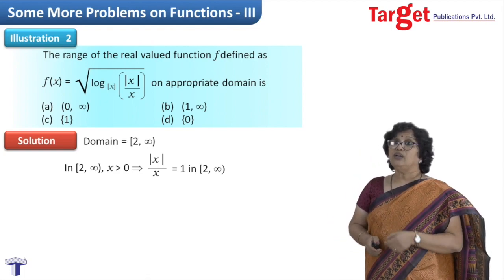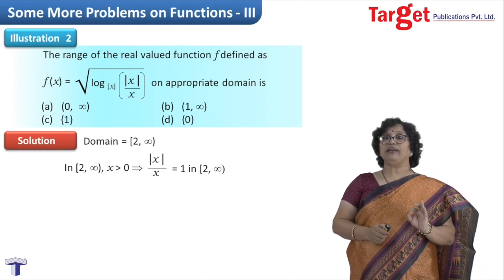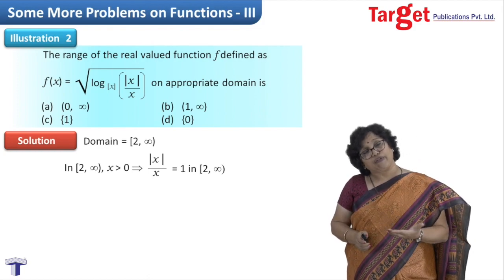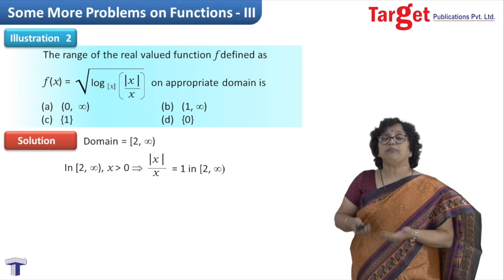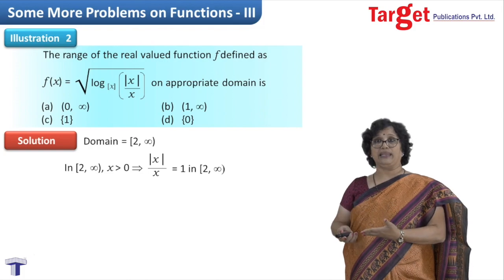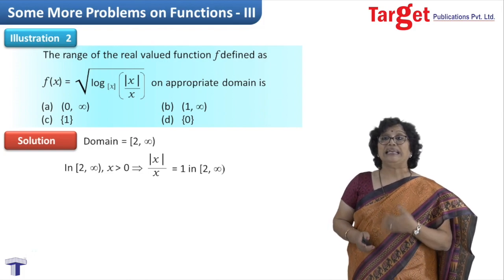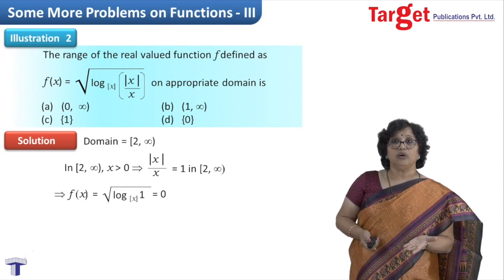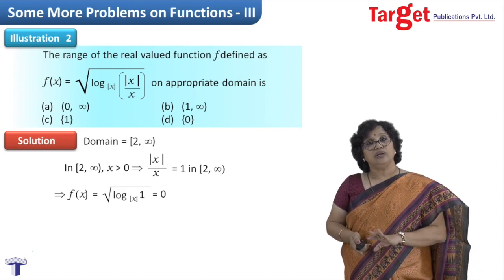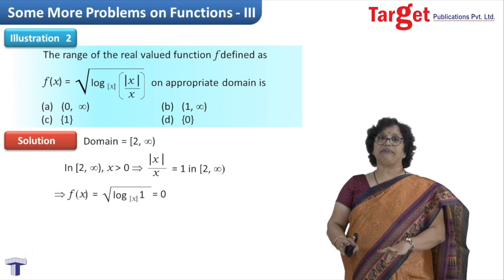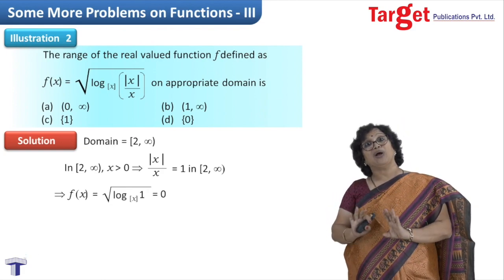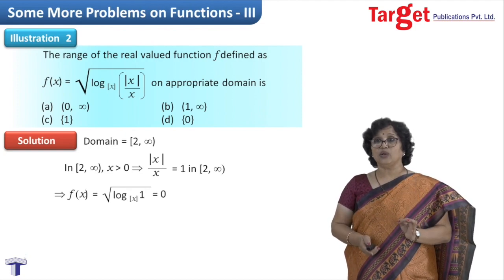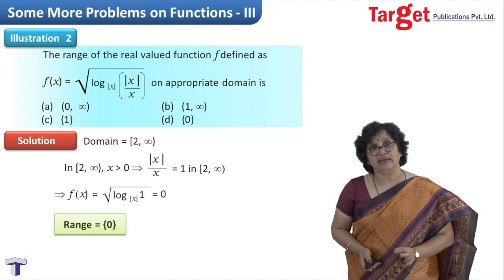Now since you are saying that in 2 to infinity I am going to see, your x is positive. So absolute value of x is nothing but x. So it becomes simply x upon x and hence it is 1. So your f(x) you can rewrite as square root of log of 1, and log 1 is 0, means actually f(x) is 0. So for all values of x, the value of the function is always 0. Means what? Range is the singleton set {0}. So my correct option is D.